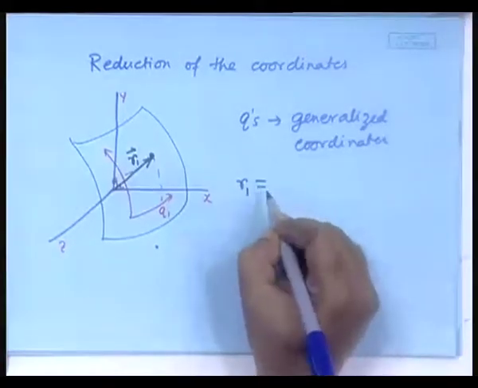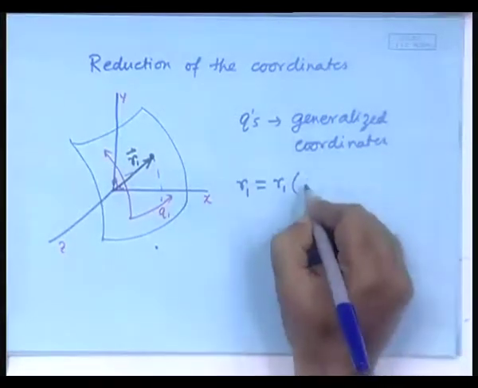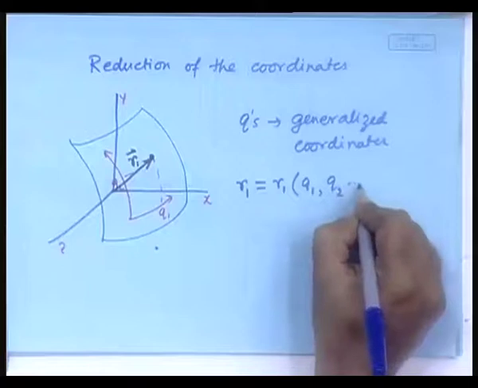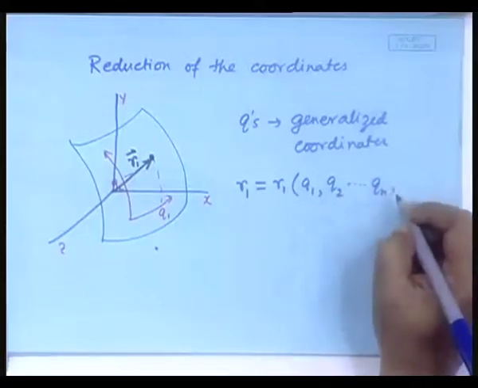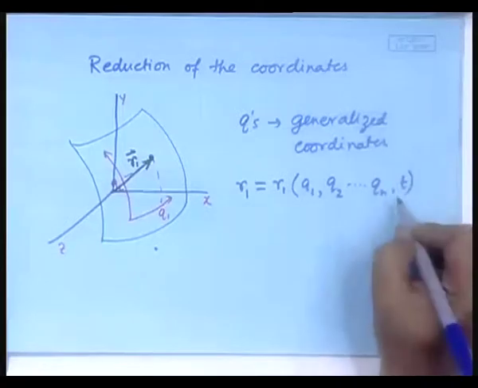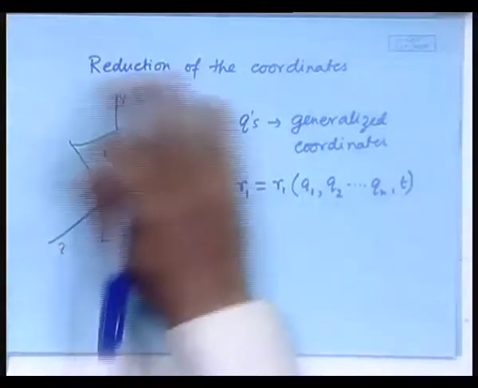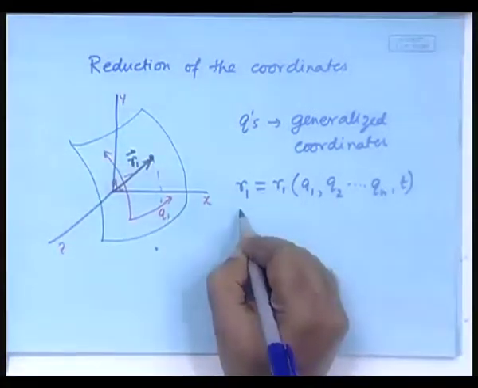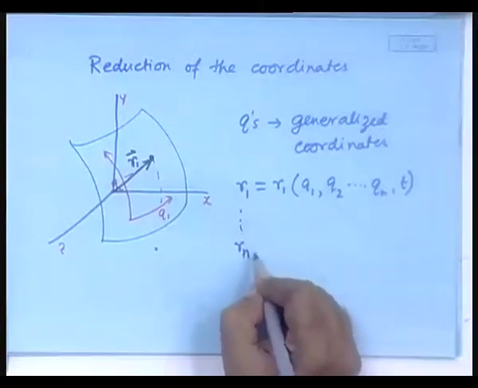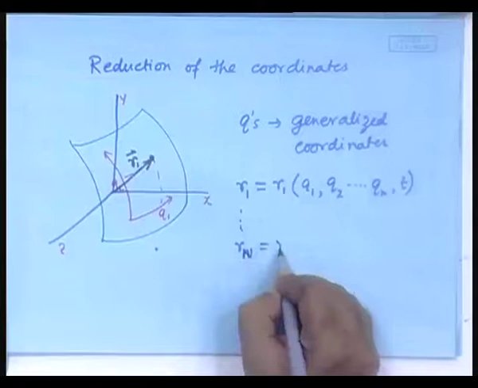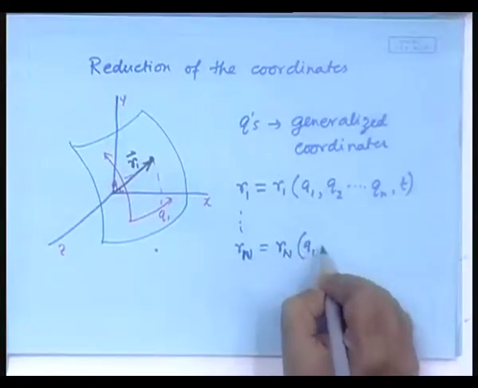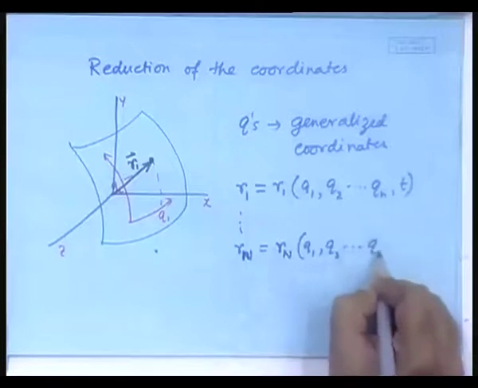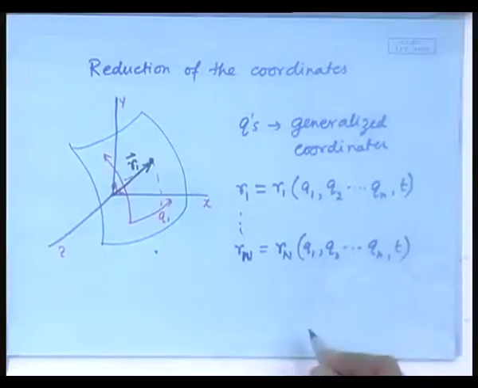and that can be easily done, because we can say r1 is equal to r1 of the new set of coordinates q1, q2, qn and maybe time. It might also depend on time, because the surface itself might depend on time. Similarly, that will go to Rn, R capital N, Q1, okay.